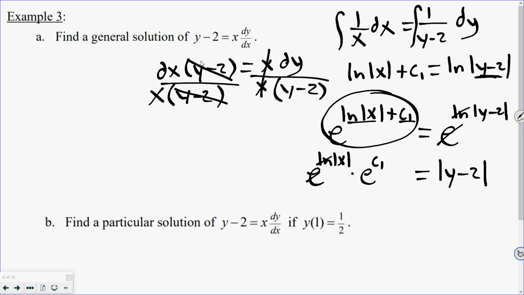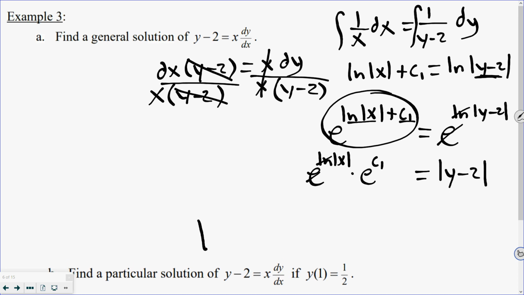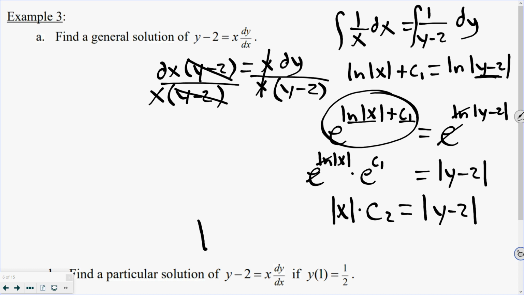So that would just be, I'm going to move this down even more here so we have room. We end up with the absolute value of x times e to the c1. Well, e to a constant is just another constant. So I'm going to call it c2, it's just a different constant. And over here I have the absolute value of y - 2. So I have the absolute value of y minus 2 equals some constant times the absolute value of x.